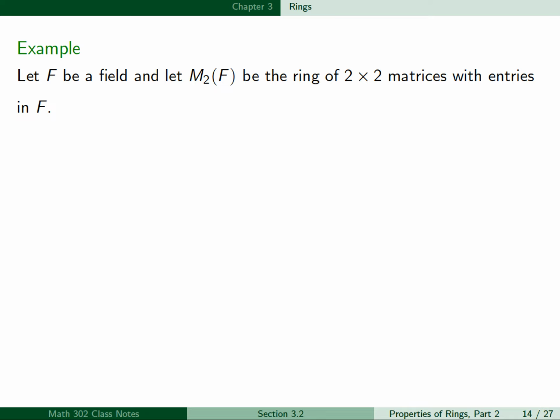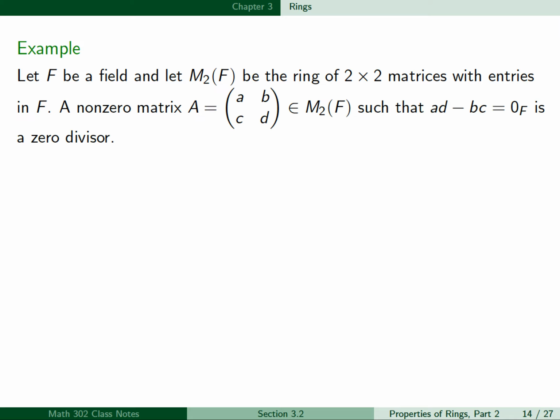If we let F be a field, and M sub 2 of F be the ring of 2 by 2 matrices with entries in F, then a non-zero matrix A with entries a, b, c, d in M sub 2 of F such that ad minus bc is equal to 0 sub F will be a zero divisor. So this is saying that a matrix with zero determinant will be a zero divisor.